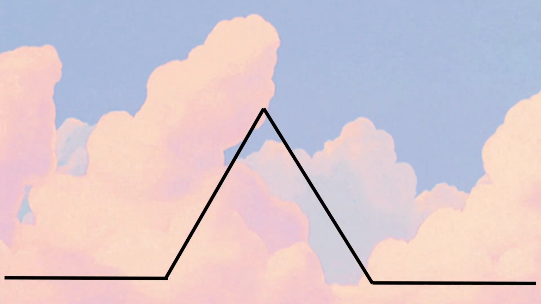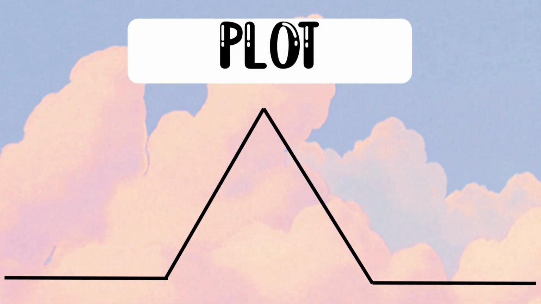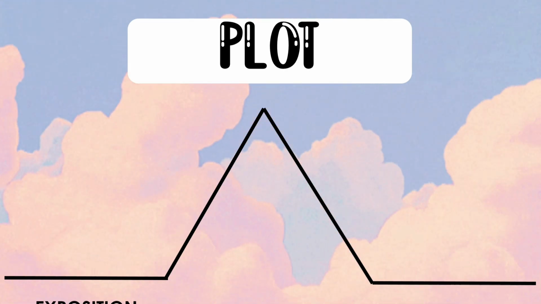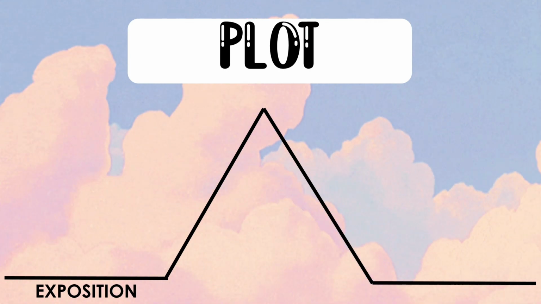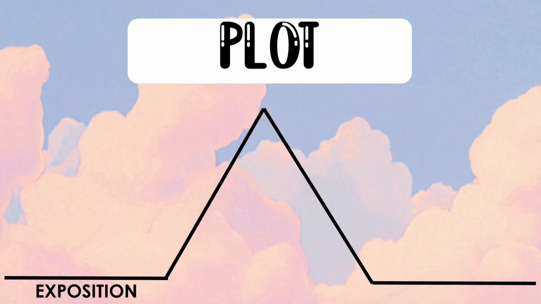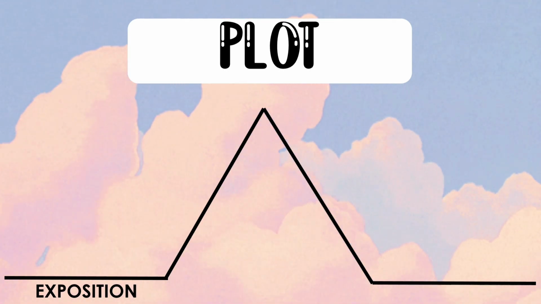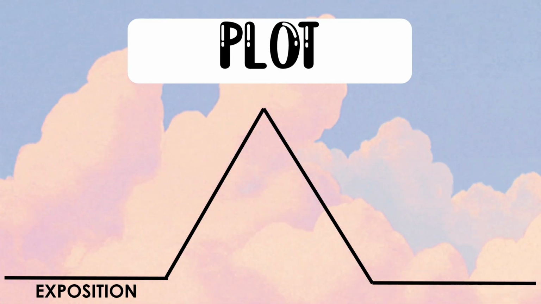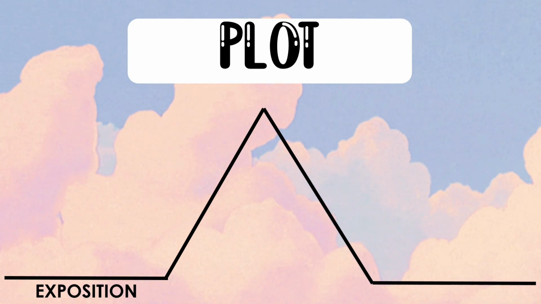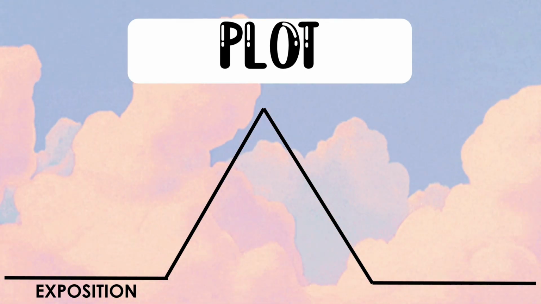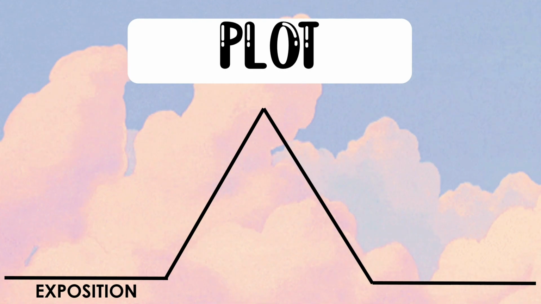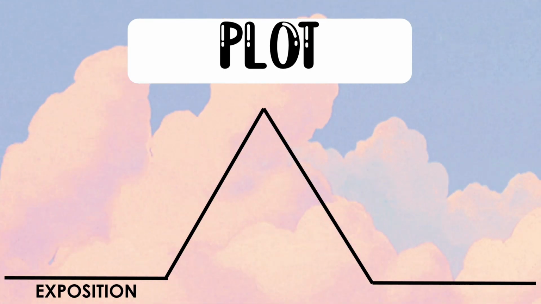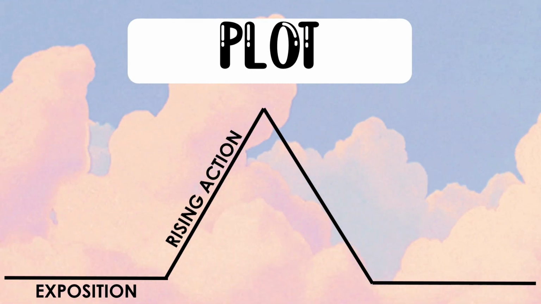Let's go now with the plot structure. Are you familiar with the plot structure? We have first exposition, or the beginning of the story. The opening of the story usually provides background information on the characters and setting. It introduces the main characters, gives details that help to establish the setting, and may also explain what happened before the story began. Next one is the rising action.